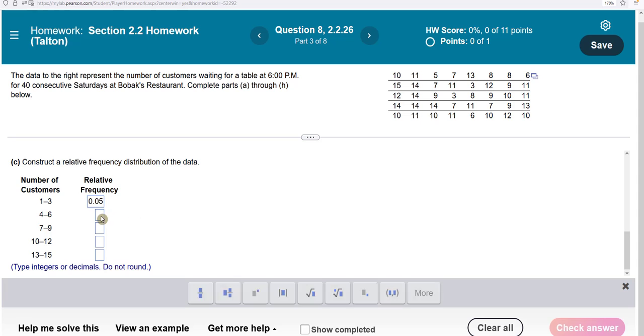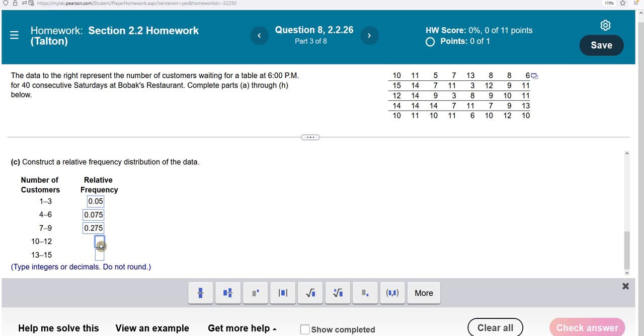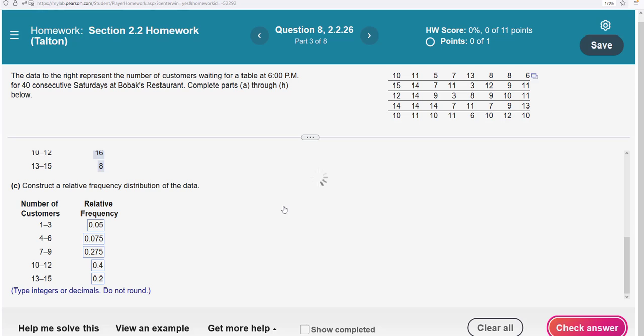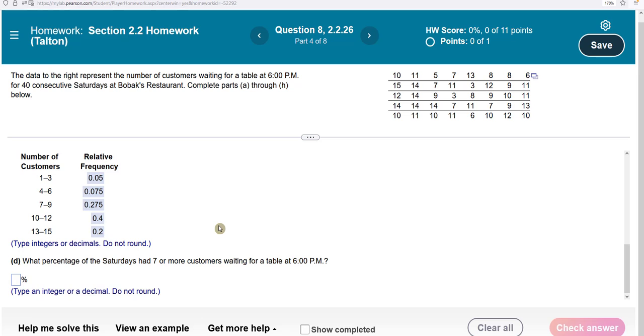0.05. The next one was 0.075. 0.275. 0.275. The next one was 0.4 and the last one is 0.2. Okay, go ahead and check my answer. And I got it correct. Now the rest of the problems you can do on your own. Well, I will tell you how to do this one.